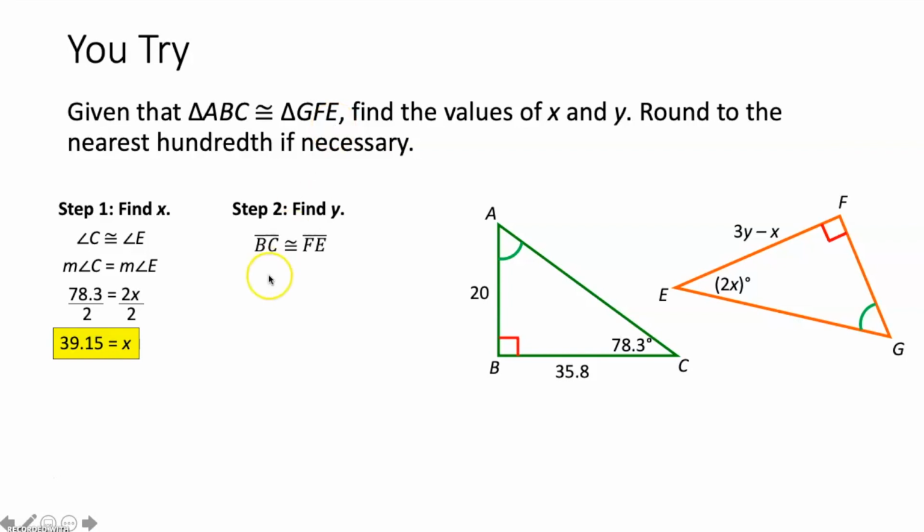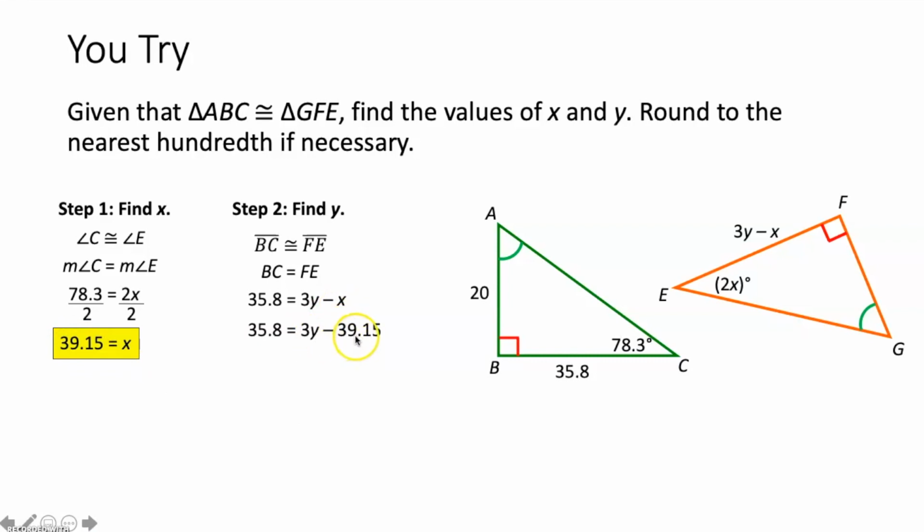And because of that, we know that their measures must be equal to each other by the definition of congruent segments. Then all we have to do is just plug in what those measures are. The measure of segment BC is 35.8, so we plug that in here. The measure of segment FE or EF, we said, is 3y minus x, so we plug that in here. Now again, there's two variables. How do I solve for y? Well, I already know x. It's 39.15. So I plug that in here. And now I can solve for y.